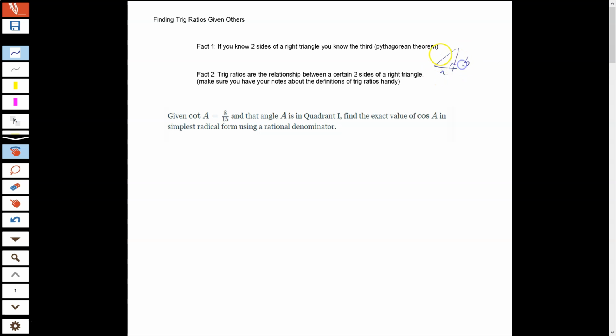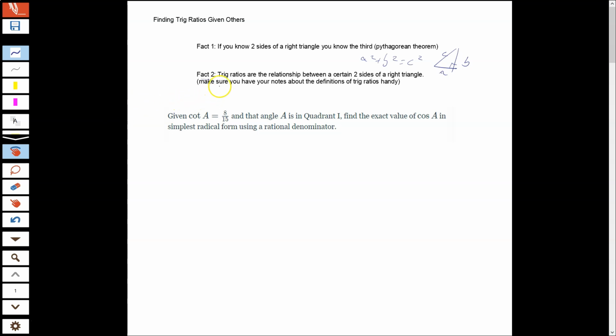if I have A, B, and C, the relationship is the Pythagorean theorem, A squared plus B squared equals C squared. So it's trivial if I give you two sides to know what the other side of a right triangle is. You just have to do a little bit of arithmetic, right? And then the second fact, fact number 2, is that trig ratios are talking about the relationship between two sides, right? So given a trig ratio, you know something about two sides already, and if you know two sides, you know the third, is the logic here.